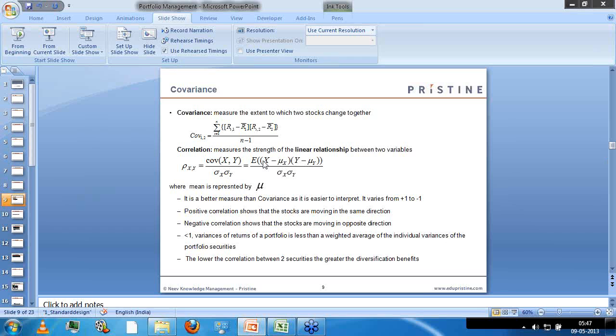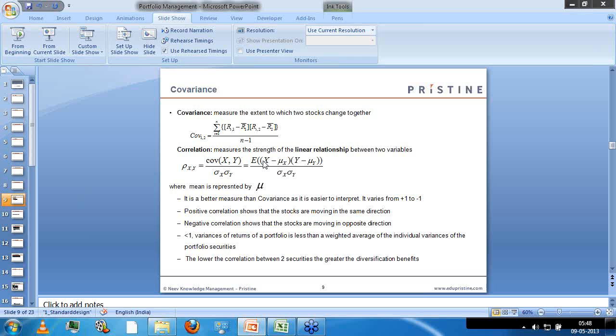So correlation measures the strength of the linear relationship between two variables. If we are saying that the correlation between two stocks is positive, we are basically implying that the stocks will move in the same direction. That is, if one stock moves up, the other stock will also move up. For example, in this case, if the stocks of Google are moving up, we'll observe that the stocks of Microsoft are also moving up because they are positively correlated.